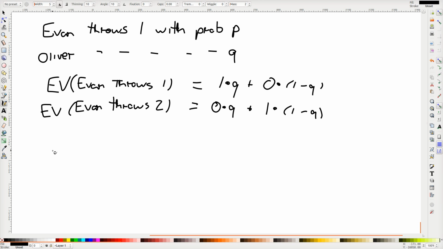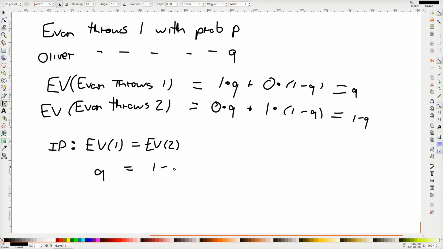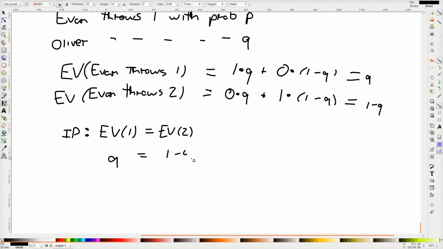All right, so the indifference principle says EV of Evan throwing 1 is the same as EV of Evan throwing 2. So the EV of Evan throwing 1 is just Q when you clean this up, and the EV of Evan throwing 2 is 1 minus Q. So we get Q equals 1 minus Q. And of course, this implies that Q is 1/2, right? 1/2 is the only number that makes these two sides equal. So what we know is that Oliver, at equilibrium, is 50-50 between throwing 1 and 2.